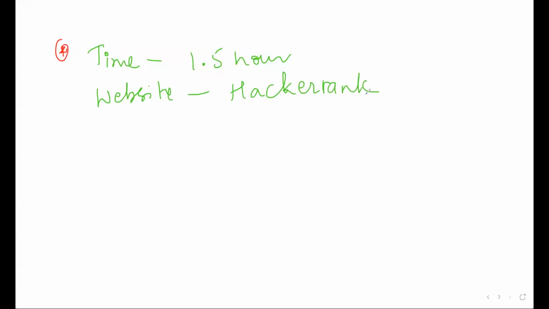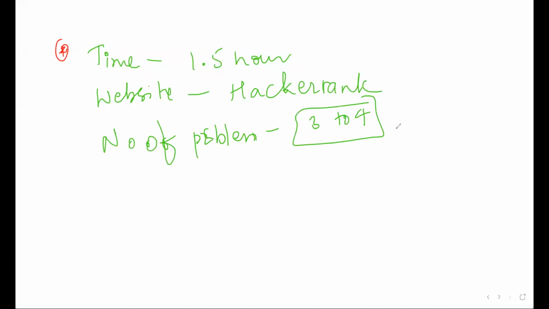Now, starting with the next topic, which is the format of the online assessment of Atlassian. The time is fixed: you are going to get 1.5 hours for the online assessment test. Atlassian always conducts its online assessment on HackerRank. The number of problems varies from 3 to 4, or sometimes 5 also.